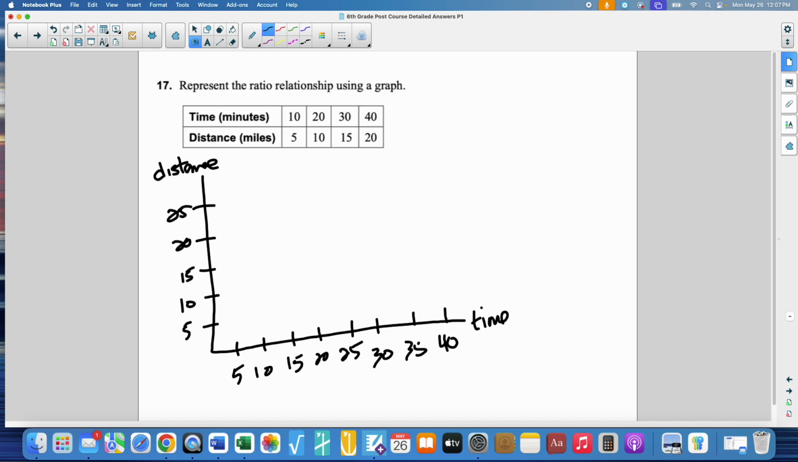So at time 10, we have a distance of 5, so we make a dot there. At time 20, we're going to have a distance of 10. At time 30, we're going to have a distance of 15. And time 40, we're going to have a distance of 20. So that should be a relatively straight line. We will not connect those. Now, if you did distance on your x-axis and time on your y-axis, then it would go up a little bit more sharply.